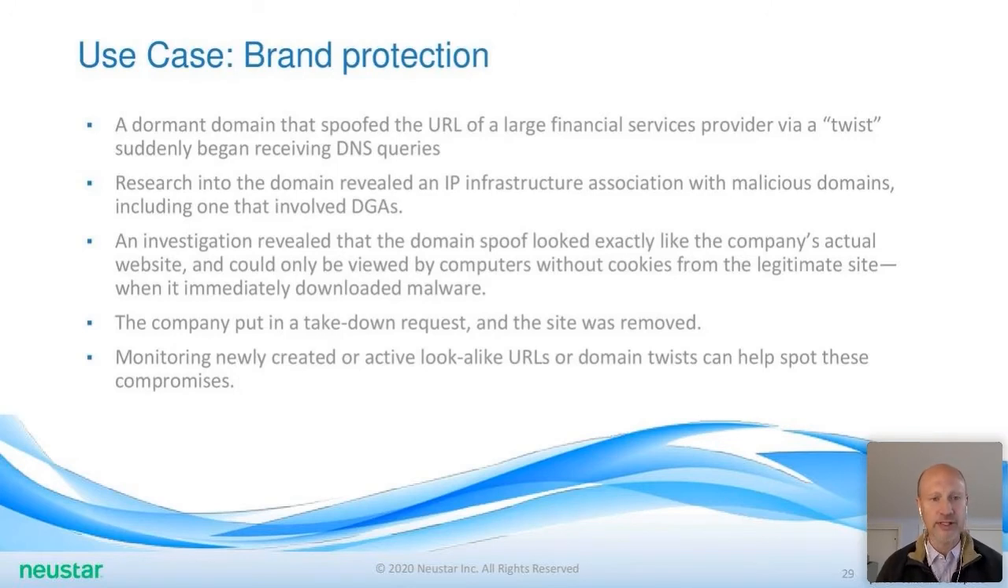Further research that we did into this domain was that we found that this twist was associated with an IP address that was associated with other malicious infrastructure and malicious domains. So because of this, the financial company was able to go to the registrar and say, hey, this is a name that's trying to spoof us. It's using IP addresses that are associated with other malicious activity. And they were able to take that website down.